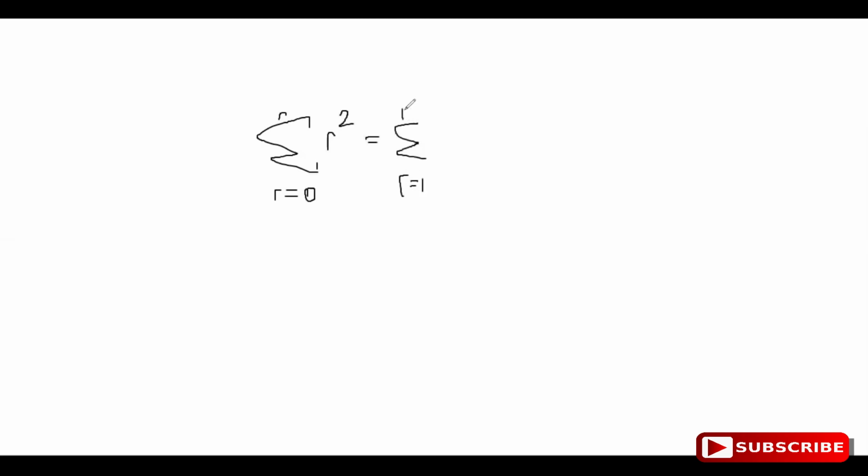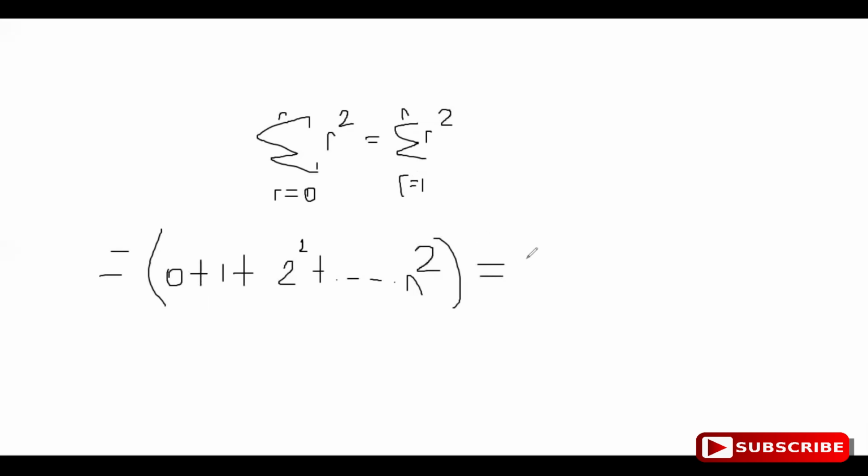If I make r equal 0, 0 squared is just 0. It's not going to change the value. So when you plug in 0, you get 0. You plug in 1, you get 1 squared. You plug in 2, you get 2 squared, and adding all the way up to n squared. That's going to be equal to the same thing as over here, where you put in 1 squared plus 2 squared plus all the way up to n squared.